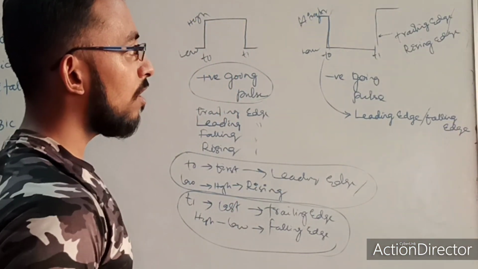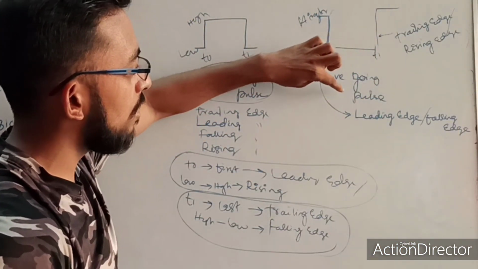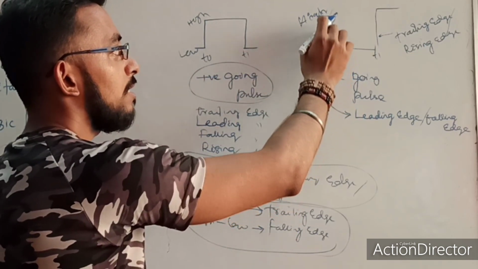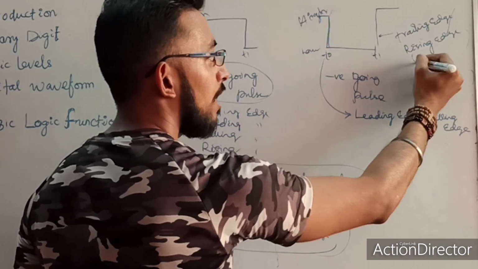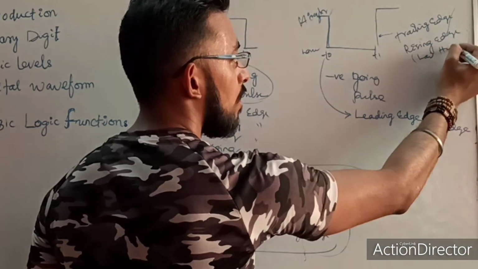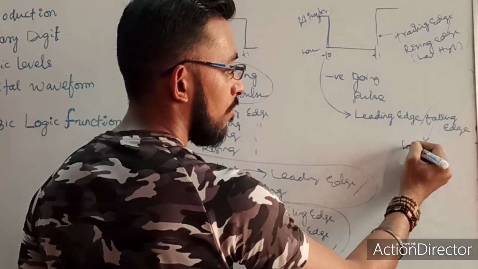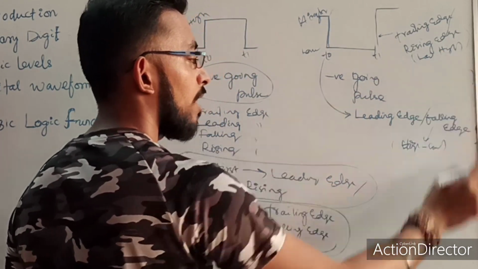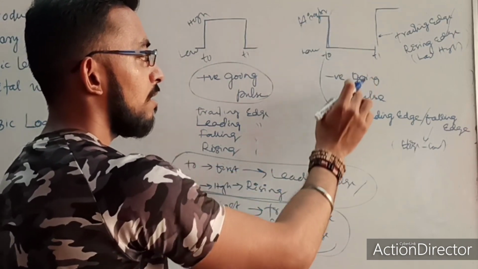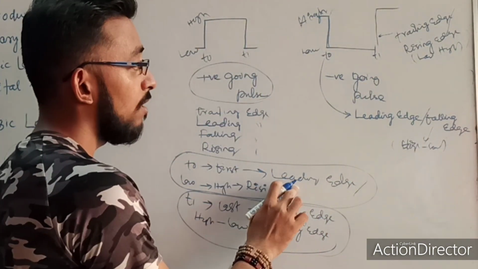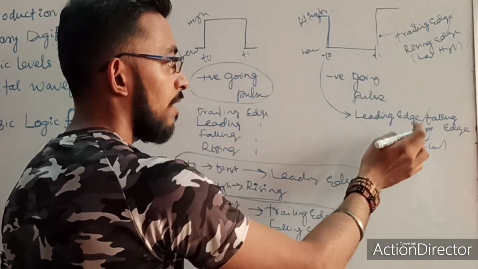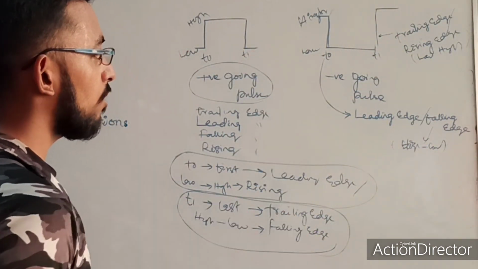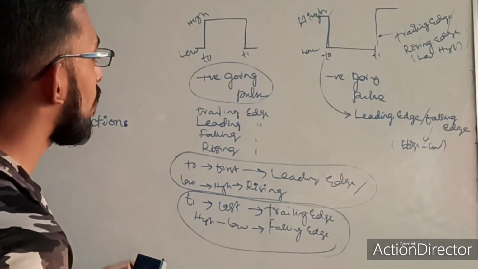Don't confuse between these four terms: trailing, rising, leading and falling. Just see the graph whether it is rising or falling. Rising means it has to go from low to high. Falling means it should fall from high to low. And when it comes first, that will be leading. When it comes last, that's why it is trailing. So these are the four terms included in this digital waveform.